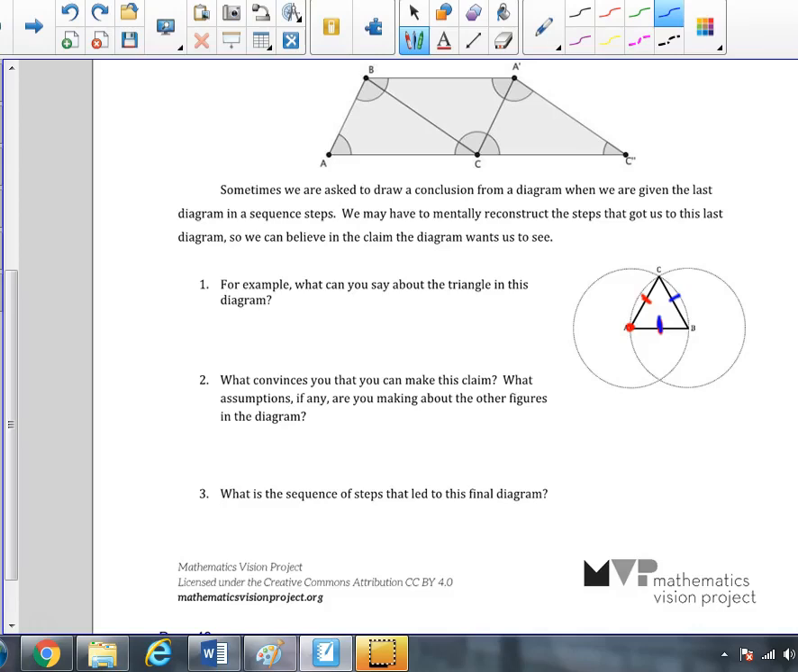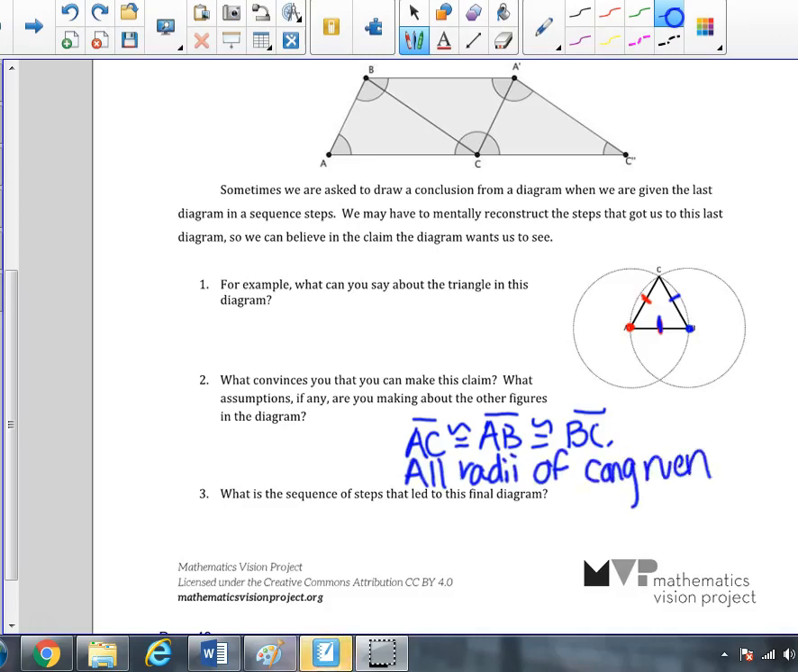And the reason we can say this is that line segment AC and line segment AB are all radii of circle A. And if we look at line segment CB and line segment AB, we can see that those are radii of circle B. Therefore, what we concluded in class was that AC was congruent to AB, which was then congruent to BC. And the reason that we can say this is because they are all radii of congruent circles.